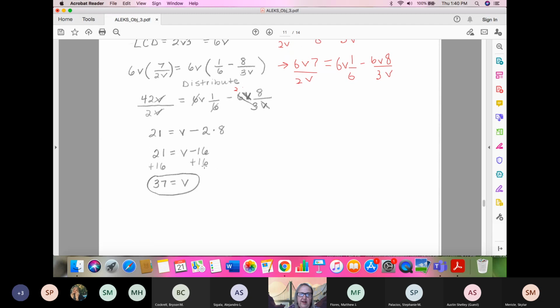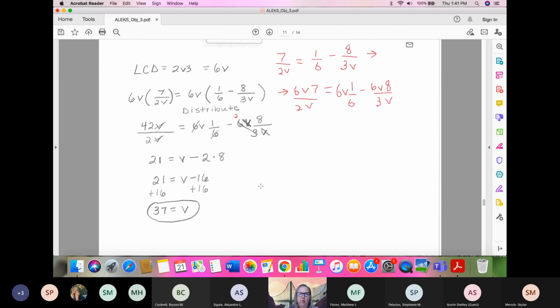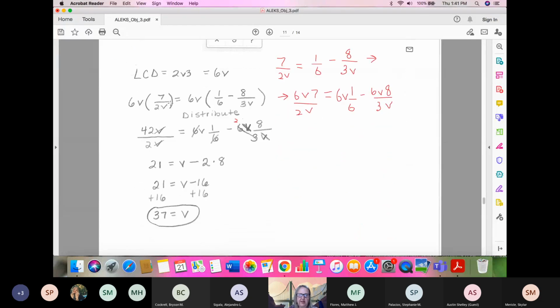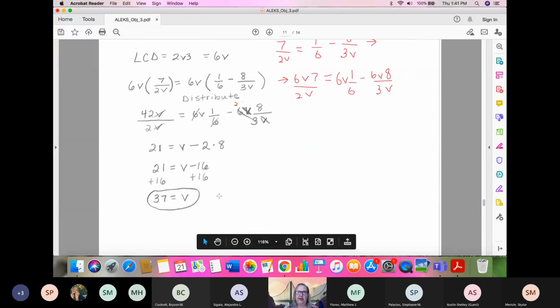So we want to solve for V, and all we have to do is add 16 to both sides. And when we do that, we get 37 on this side equals V. And we want to go back up here and see if we put 37 in for each one of the V's, if it's going to cause division by 0, which it does not. So the answer is then V equals 37. Does anybody have any questions on this particular problem?